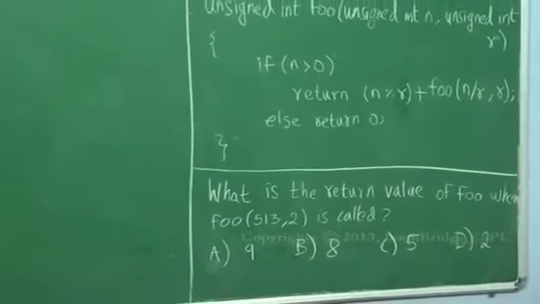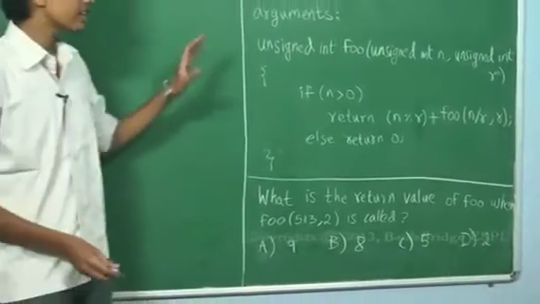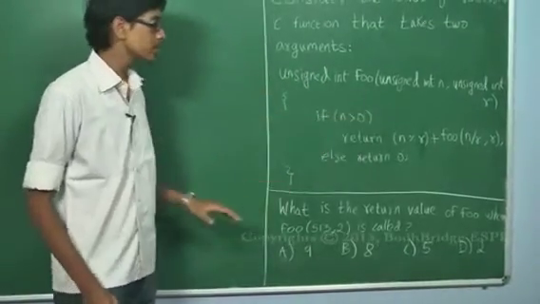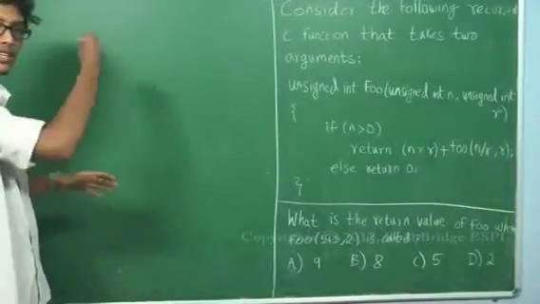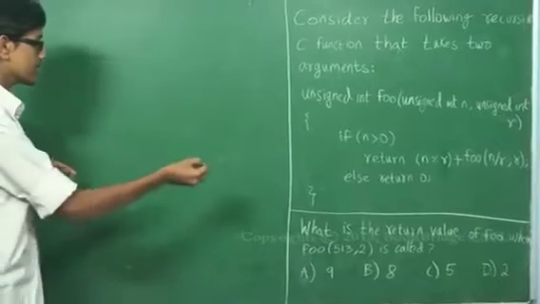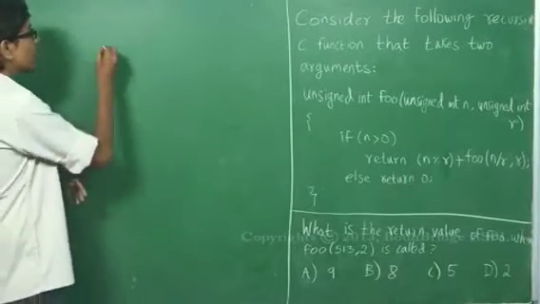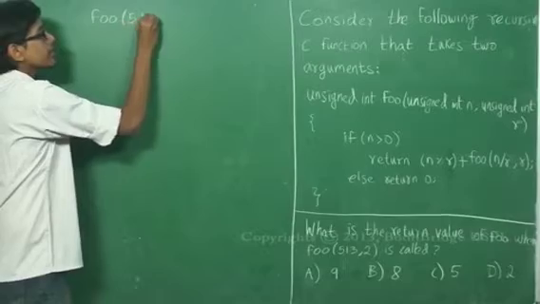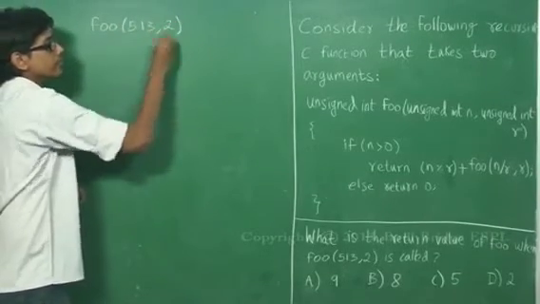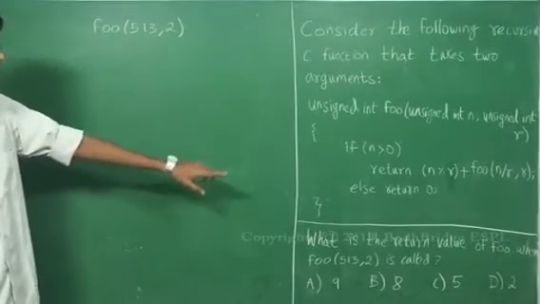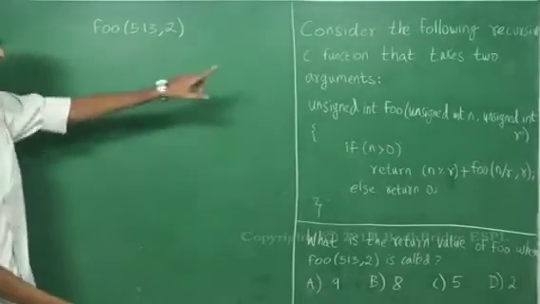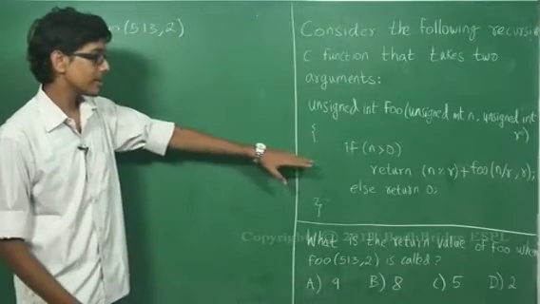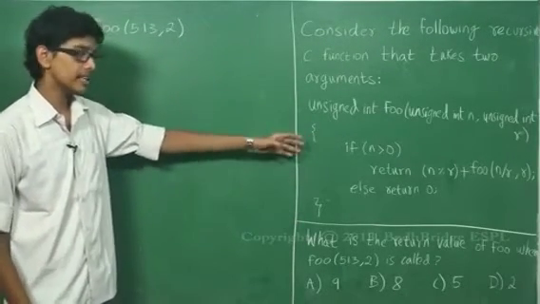So basically this is a recursive function because the function is foo and we call the same function within the function. So we can solve this problem using the recursive tree. So the first call is foo of 513, 2. So n is 513 and r is 2. So we see that if n is greater than 0, here n is greater than 0. 513 is greater than 0.